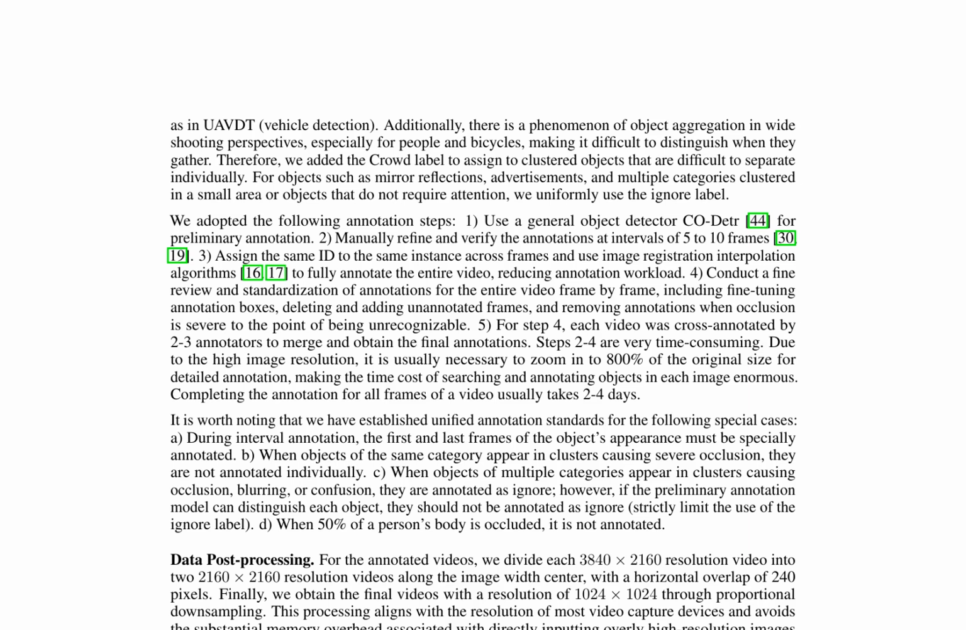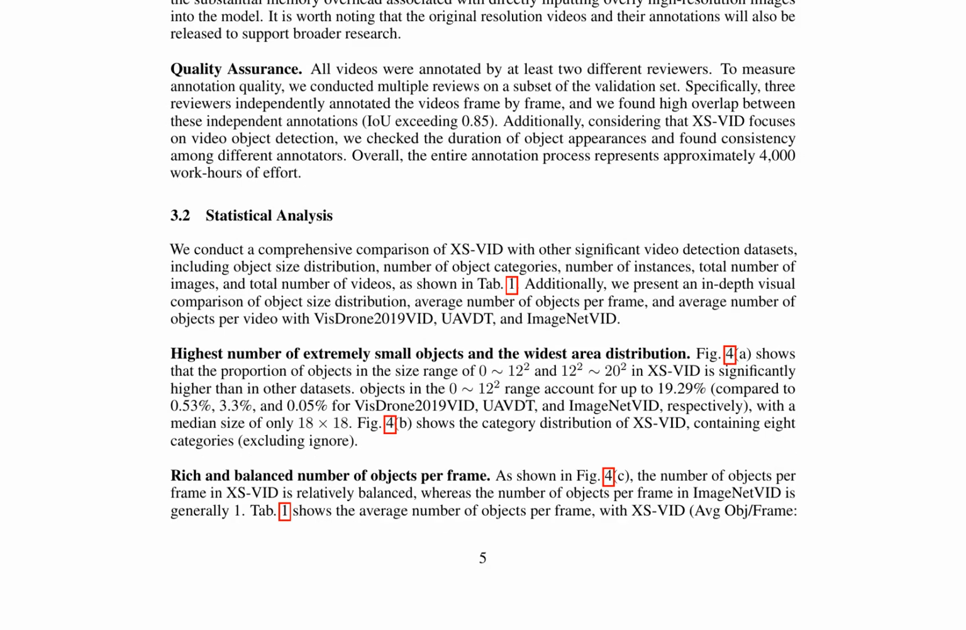Unified annotation standards are established for special cases, such as annotating the first and last frames of an object's appearance, handling occlusion, and limiting the use of the ignore label. To reduce memory overhead, each high-resolution video is divided into 2 lower-resolution videos with a horizontal overlap and then downsampled to 1024 by 1024 resolution.